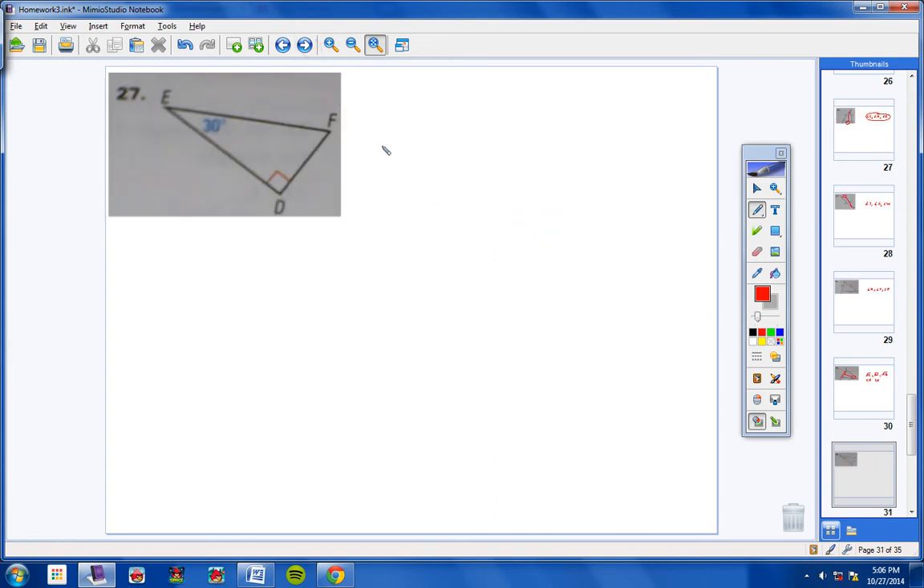Okay, moving on to number 27. This would be 90 here. Okay? 90 plus 30 is 120. So this would have to be 60 here. Okay? So there we go. Now, let's circle our largest angle, 90. Go straight across. So EF is the longest side because it's across from the biggest angle. So side EF.